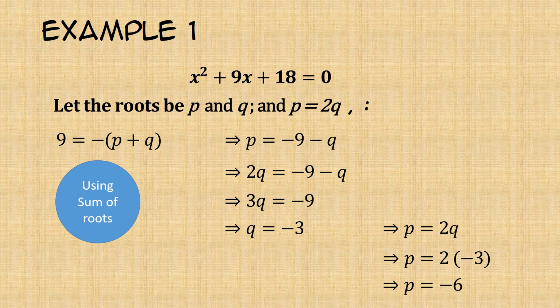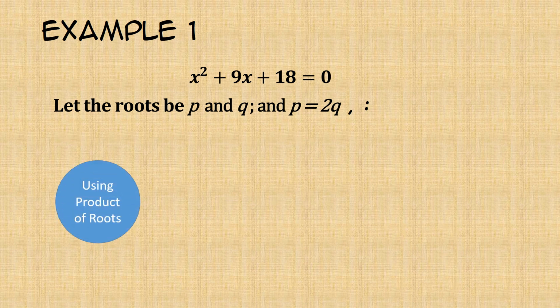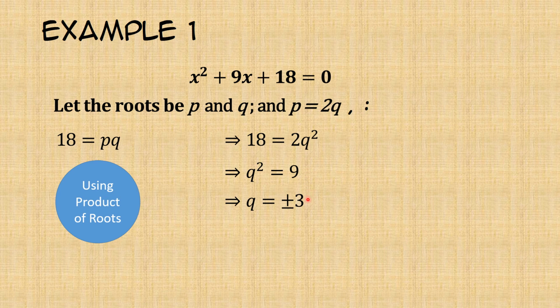We can do the same example using the product of roots, so we'll look at the constant term instead. So that's 18 equals the product of roots, pq. So we sub in that p equals 2q, and we'll get 18 equals 2q squared. Divide through by 2, and then take the square root to get plus or minus 3. That means p is equal to 2 times plus or minus 3. That means p equals plus or minus 6.